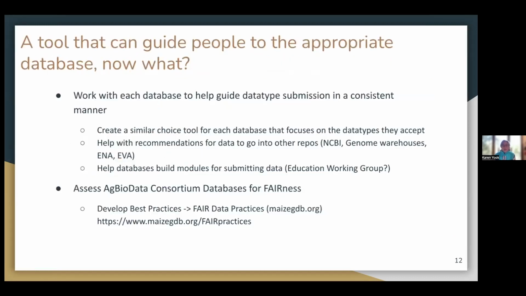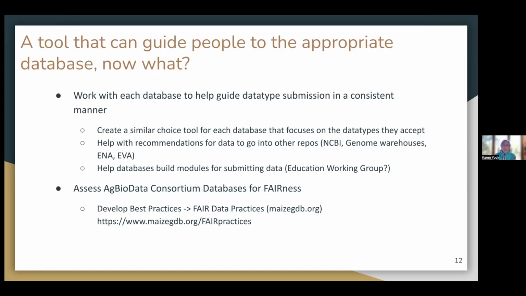So the next thing is, what else can we do? I think one thing is it would be nice if all the databases had a similar tool, not just about all the other databases, but within their own database, what they do. When people come in, they can say, I have this data, and the database can reinforce, yes, we take this, no, we don't. This might need to go to NCBI. Those need to also be on our main site, to help people find out.